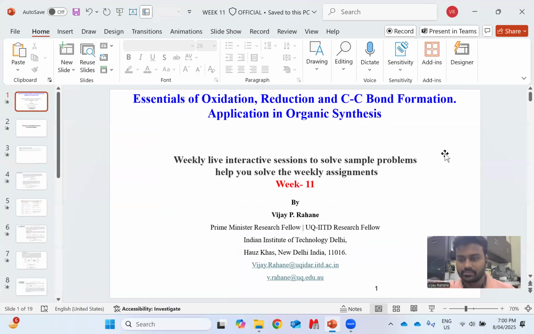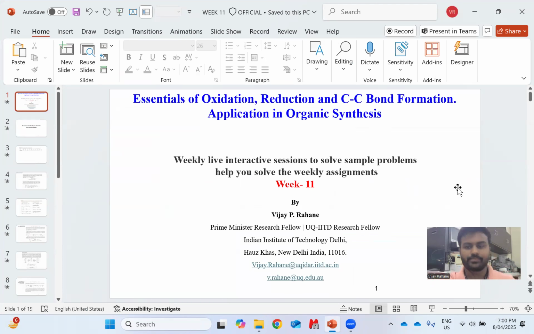So, today we'll start our 11th session on the course Essentials of Oxidation, Reduction, and Carbon-Carbon Bond Formation Reactions and its application in synthesis. We have already covered the oxidation as well as the reduction reactions, and we are now studying the carbon-carbon bond formation reactions.